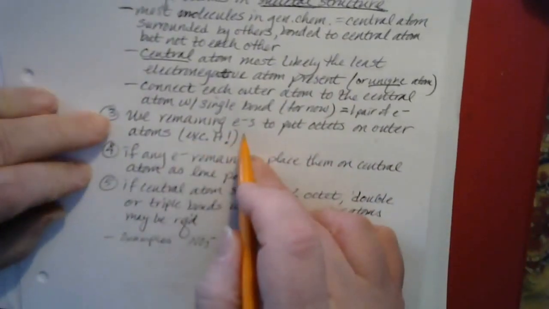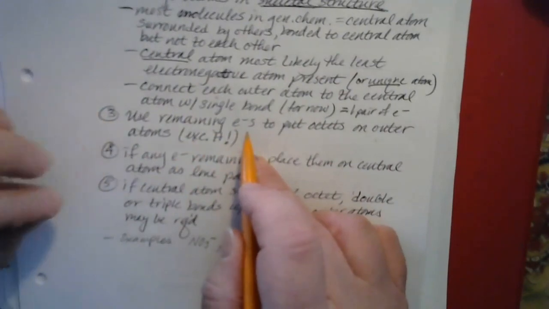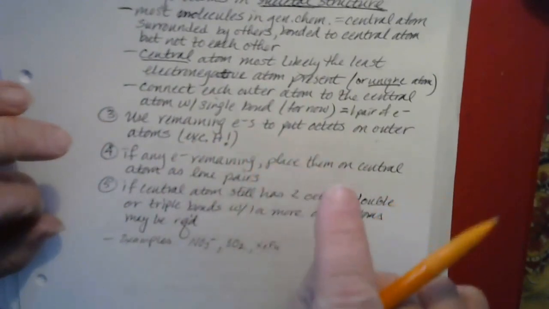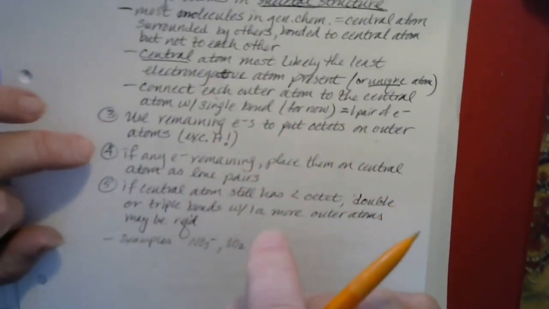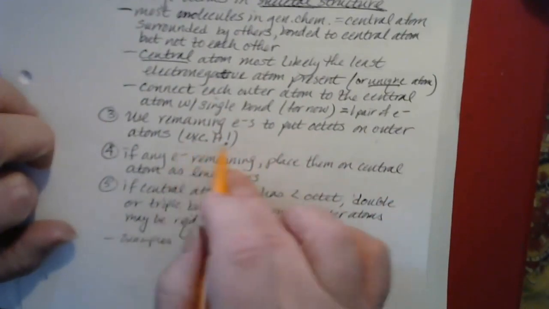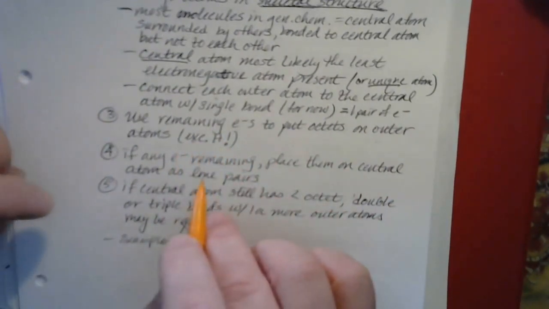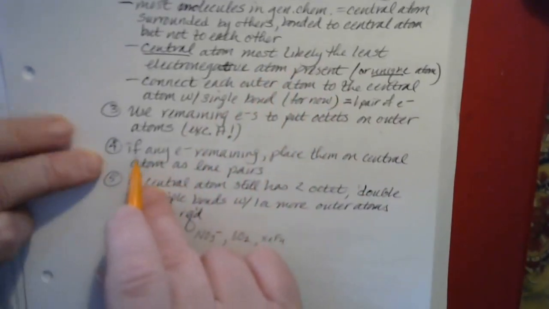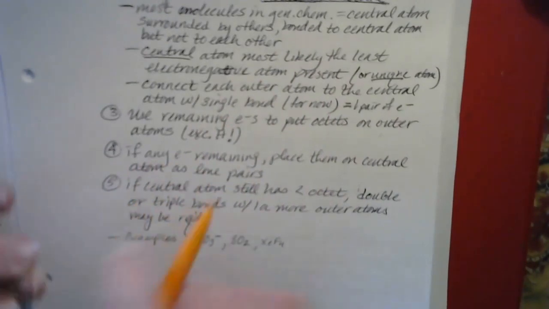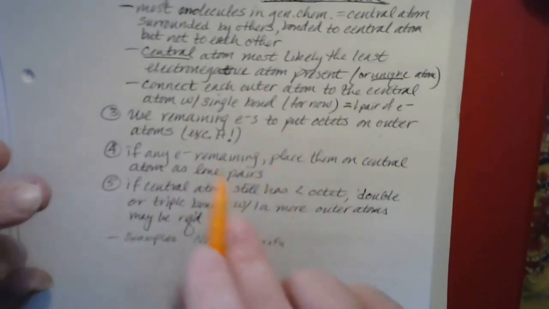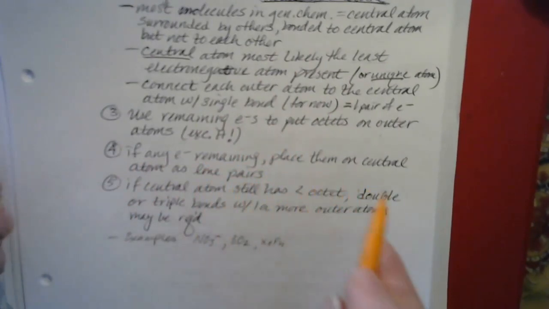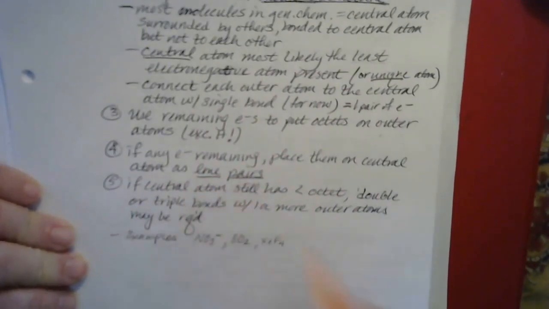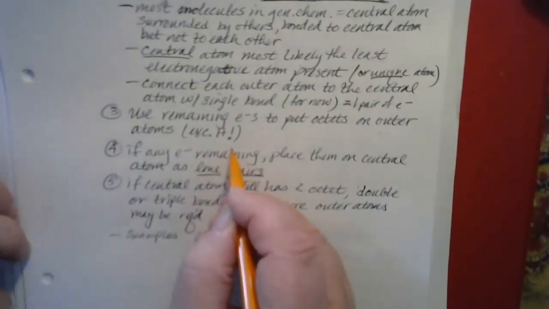So there should be electrons remaining at this point, or there usually will be. Use them to fill in octets around the outer atoms. Just remember, hydrogen does not want an octet. And also hydrogen will never be in the center. Remember that too. If any electrons remain after completing the octets around the outer atoms, then place those remaining electrons on the central atom in pairs. So there will be lone pairs on the central atom if there are any electrons remaining at that point.